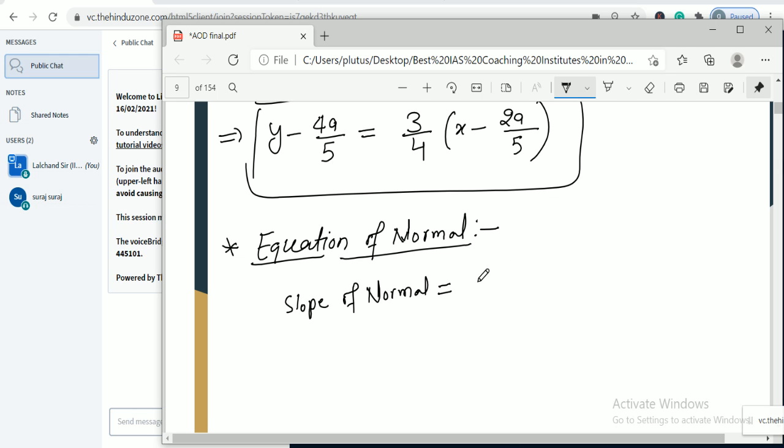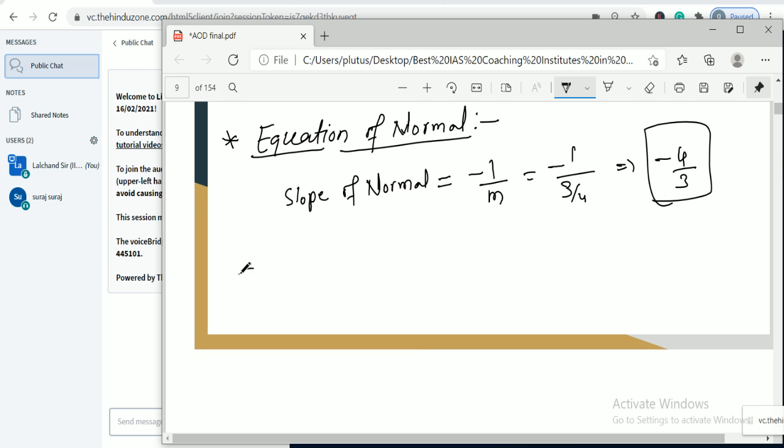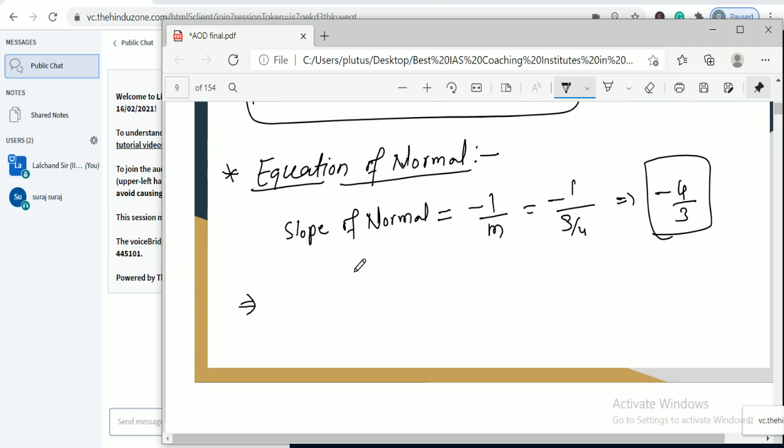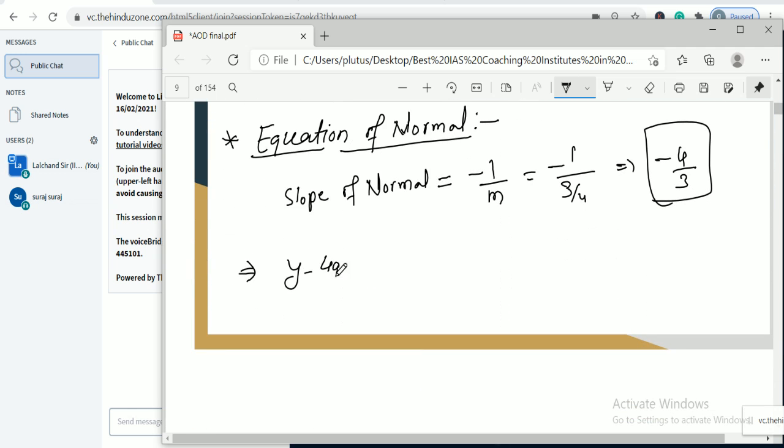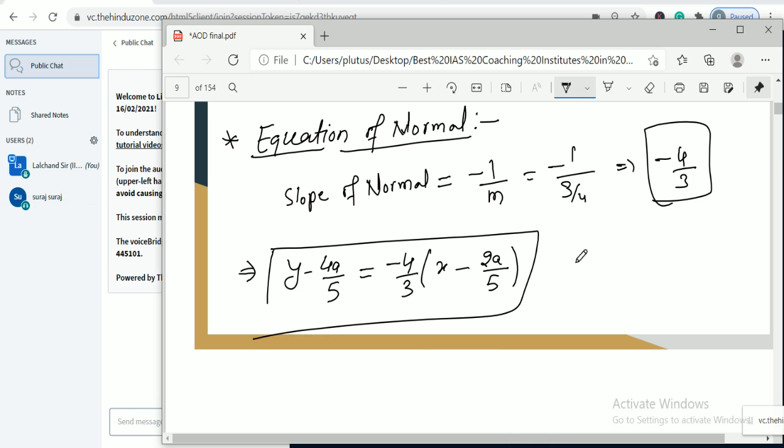The slope of normal will be minus 1 upon m. So minus, what is the value of m? m value is 3 by 4. So that is minus 4 by 3. This is the slope of normal. Okay. So if we write the equation, that is y minus y1, then y minus 4a by 5, m value will be minus 4 by 3, times x minus 2a by 5. If we simplify, we can rearrange all these terms. This is the equation of normal. Okay. I think it is clear to you how to find out normal and tangent.